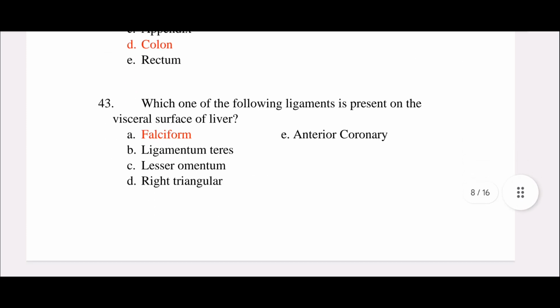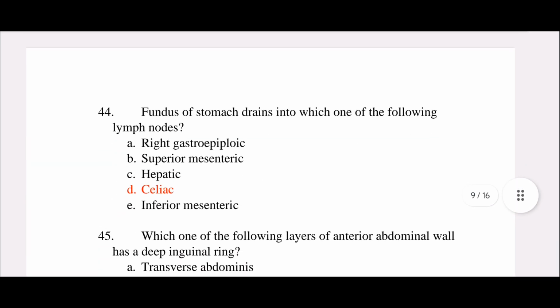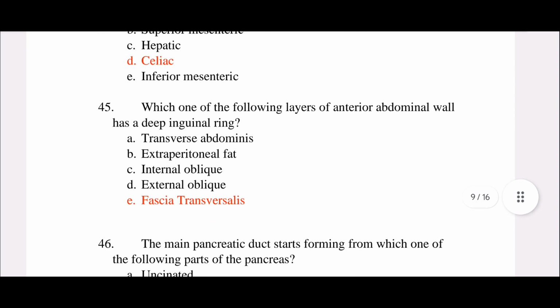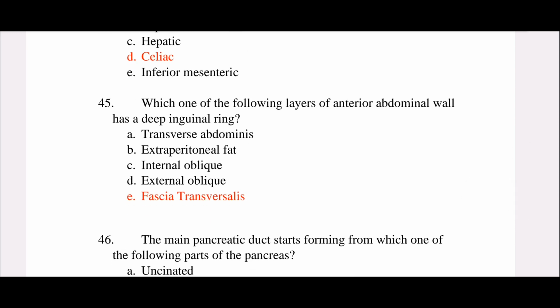Which one of the following ligaments is present on the ventral surface of the liver? Falciform, option A. Fundus of stomach drains into which one of the following lymph nodes? Option D, celiac. Which one of the following layers of the anterior abdominal wall has the deep inguinal ring?